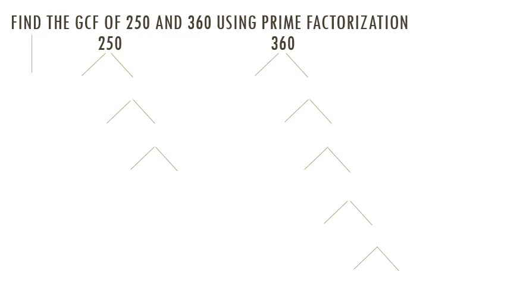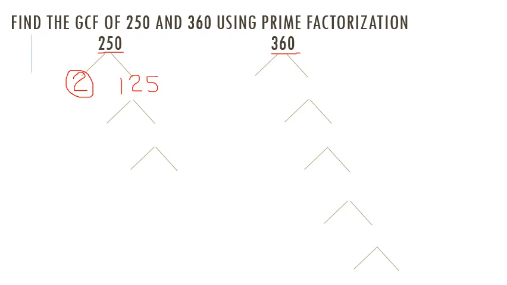I'm looking at both 250 and 360, and starting with 250 I can see that it's even. So I'm going to start by dividing it by 2. Well, 2 times 125 is 250, so I put the 125 over here on the right. I like to circle any prime number factors that I come up with because that way I know what to gather up at the end.